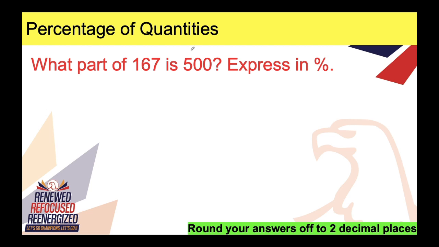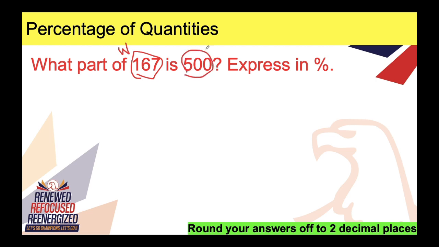If you remember what I said, it's not about which one is bigger or which one is smaller. It's about which one is the whole and which one is the part. So what part of 167? What part of your face? So your face is the whole. So this 167 is the whole. So what part of 167 is 500?